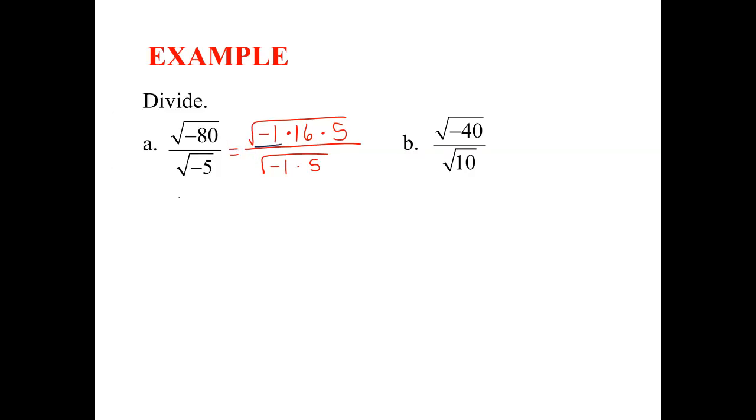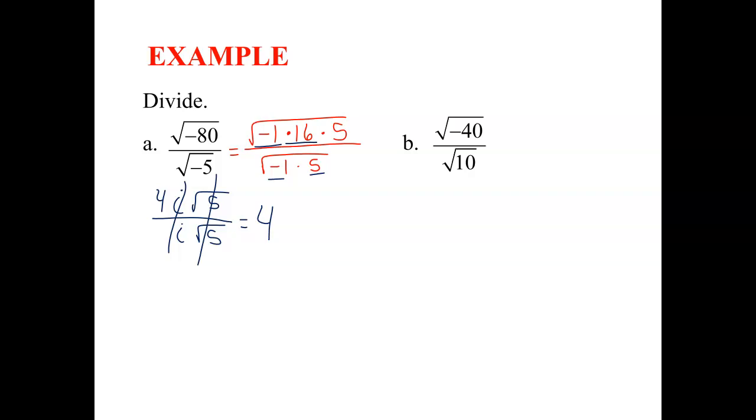So, square root of -1 gives me i. Square root of 16 gives me 4. Square root of 5 stays in. Square root of -1 gives me i. 5 stays in. So when you find the square root of the number inside of the thing.